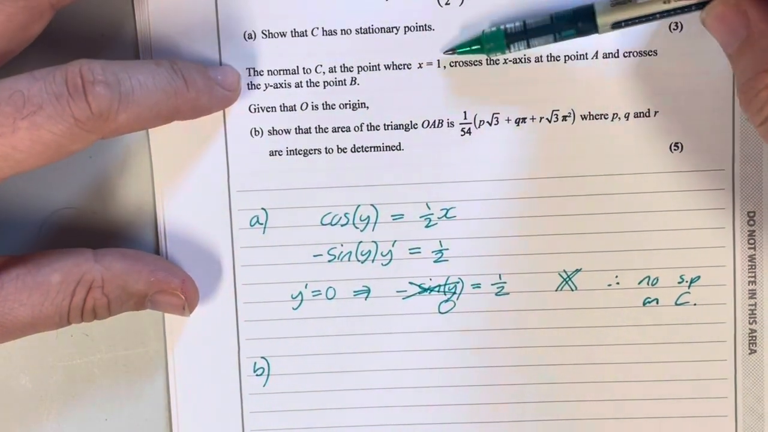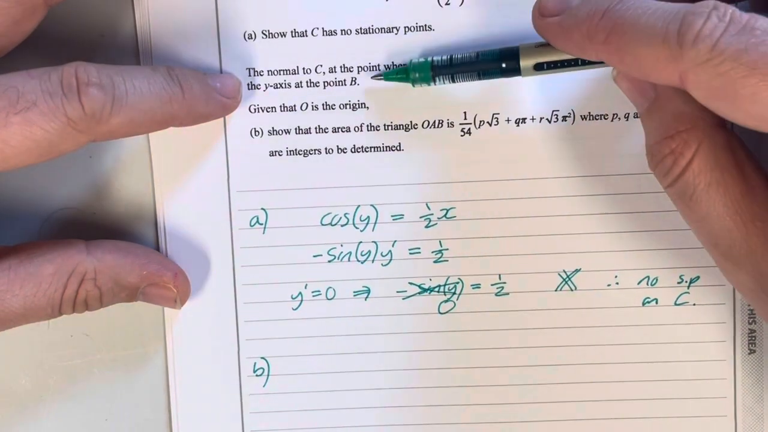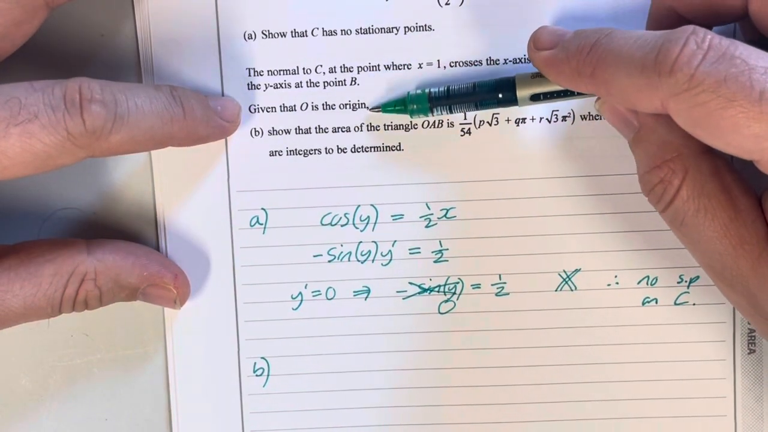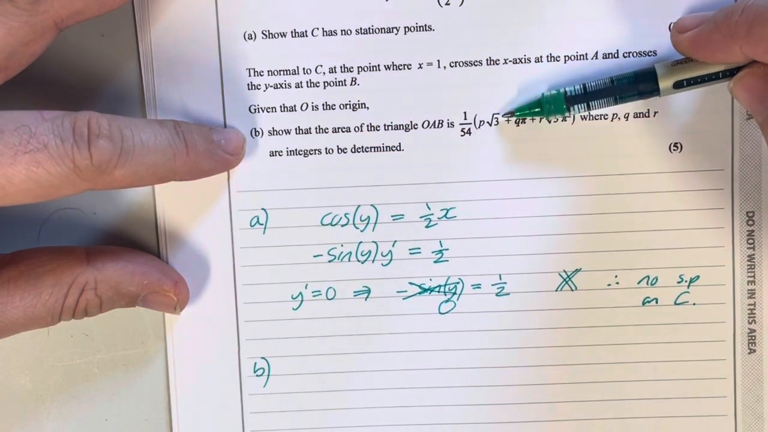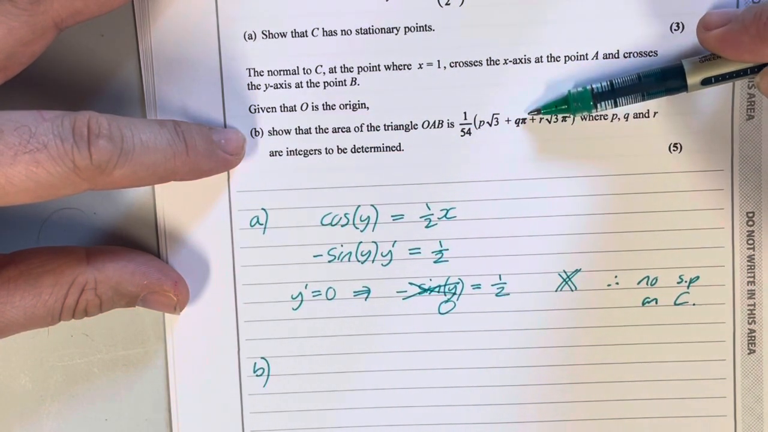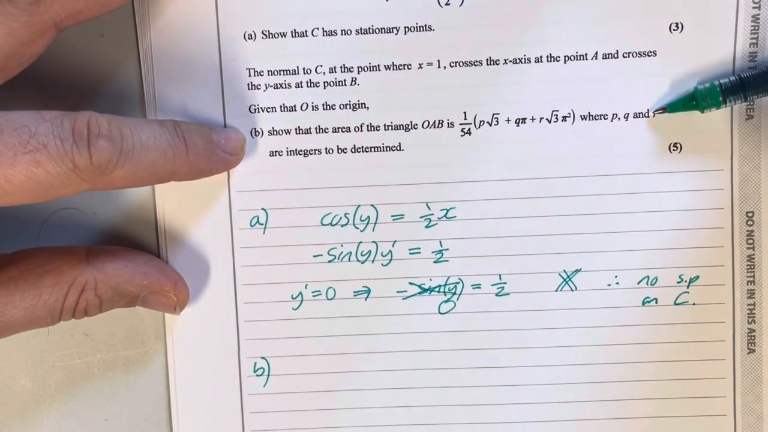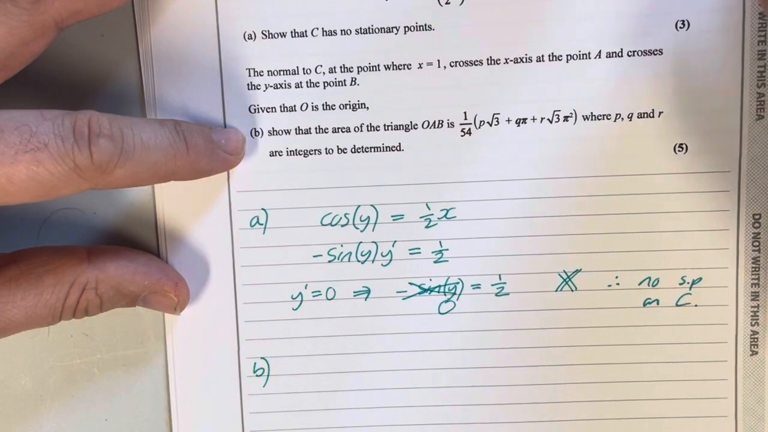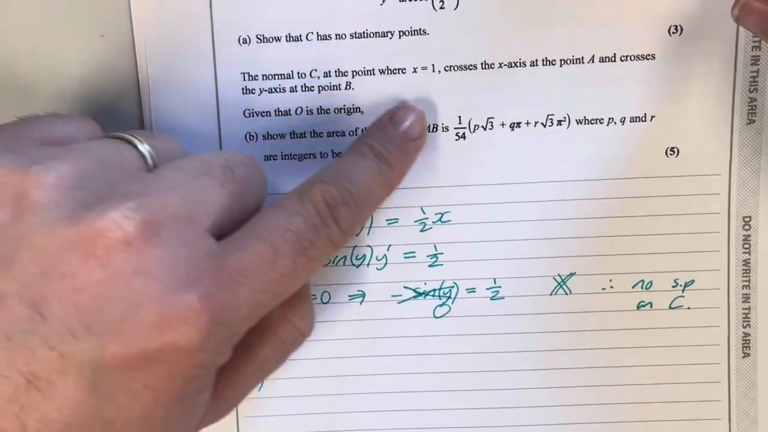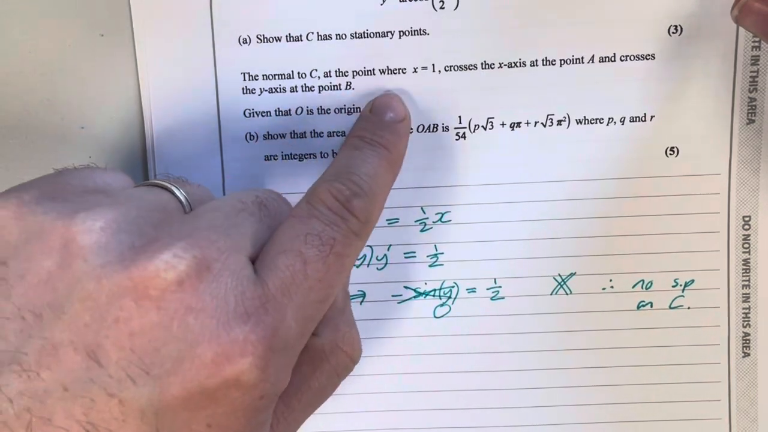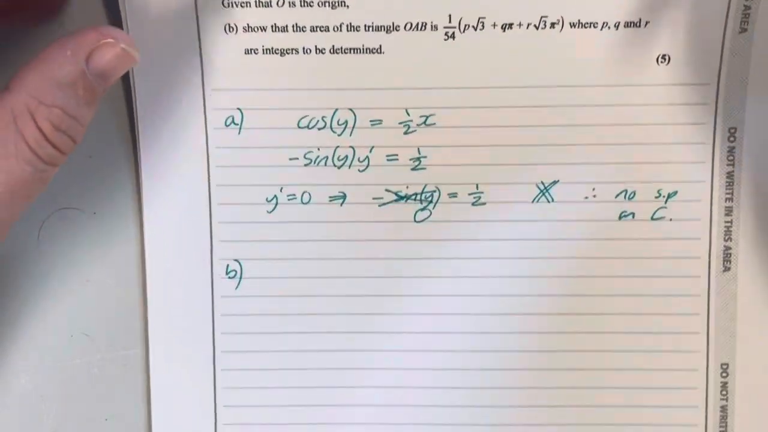Part B. The normal to C at the point where x equals 1 crosses the x-axis at the point A and crosses the y-axis at the point B. Given that O is the origin, show that the area of the triangle OAB is a 54th into p root 3 plus q pi plus r root 3 pi squared, where p, q and r are integers to be determined. Okay, so we first of all need to calculate this normal line.